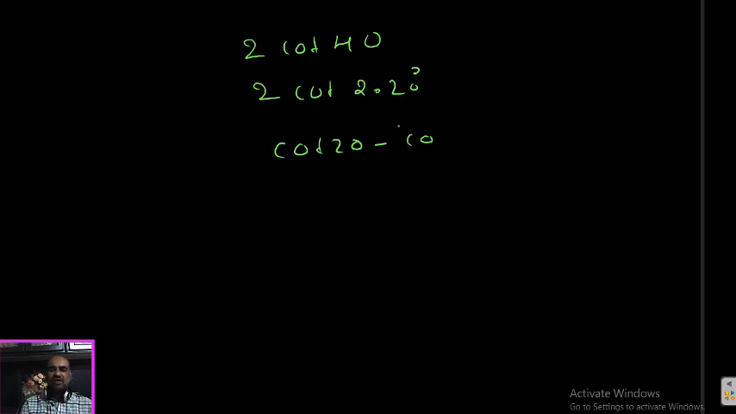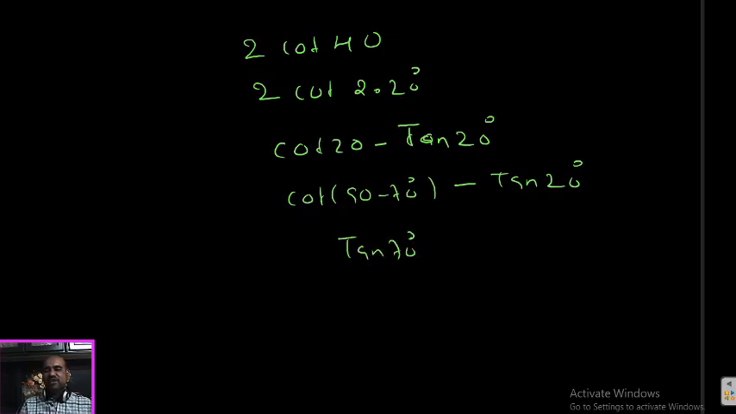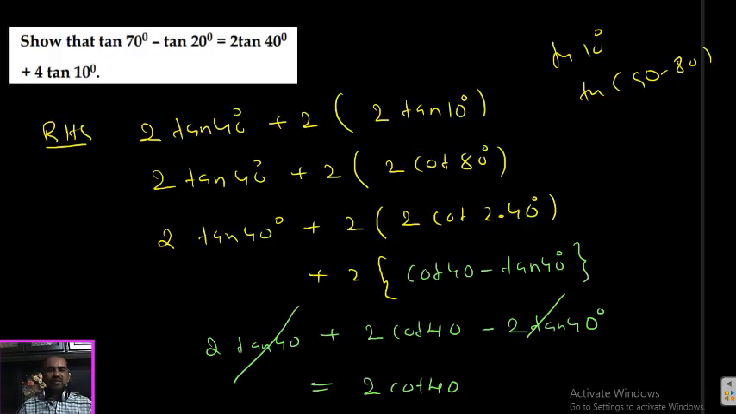Again 2 cot 40 can be written as 2 cot 2 into 20. According to the previous formula, this is cot 20 minus tan 20. Cot 20 means cot of 90 minus 70, minus tan 20 only, don't disturb. Cot of 90 minus theta is tan theta, so what I can say is tan 70 minus tan 20, this only is the LHS. Okay, see LHS.